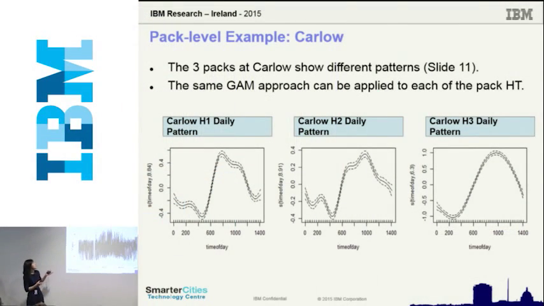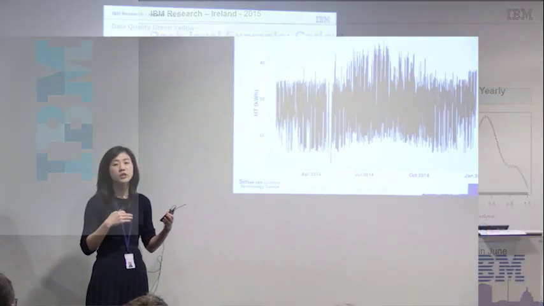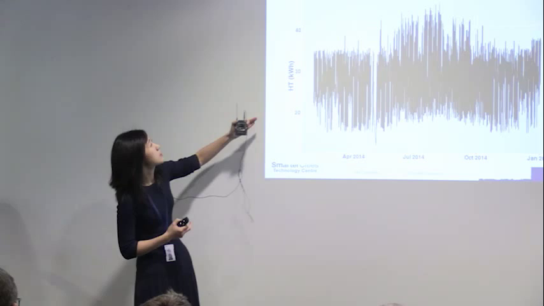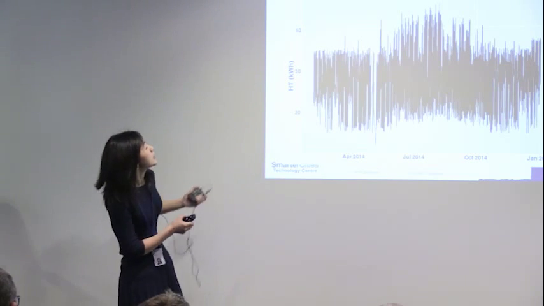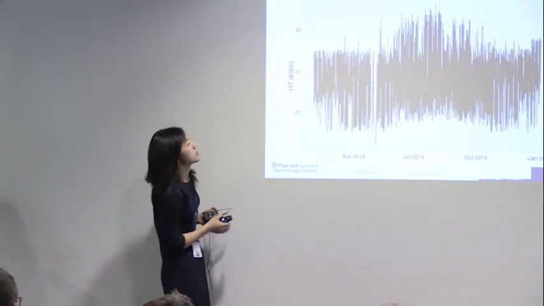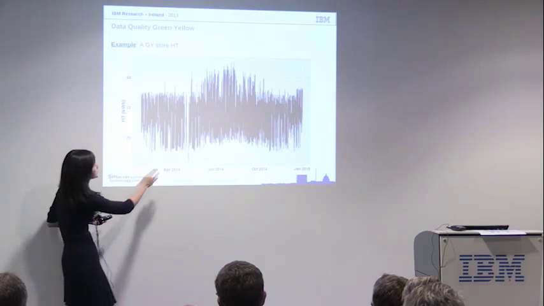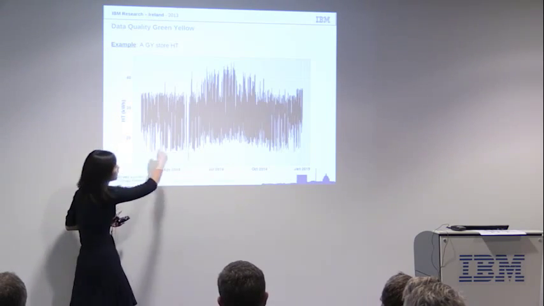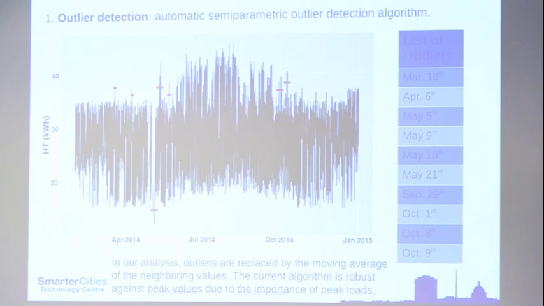For the next few slides, I just want to quickly go through what our analytical capability is after we gather data, in terms of data curation. This is a store from Green Yellow. This is the raw data we get from Green Yellow for an HT pack. You can see there is missing data and there are certain patterns. After we get this data, what we do to start with is outlier detection.